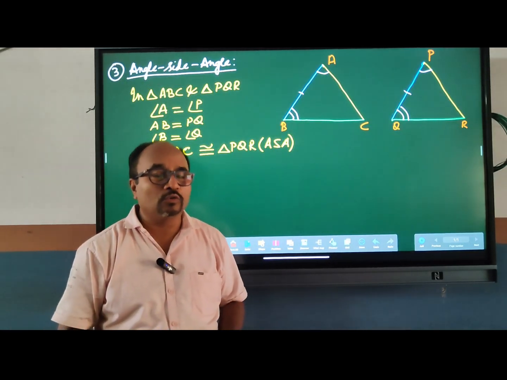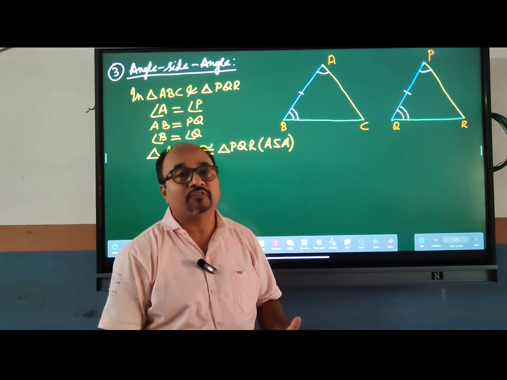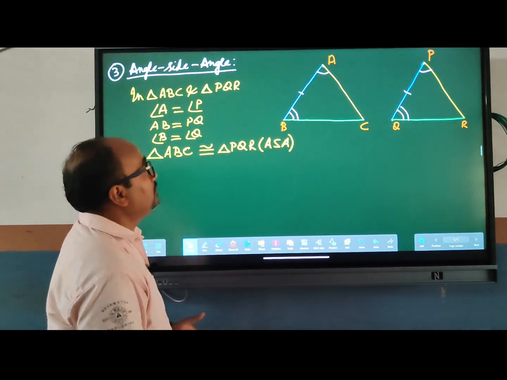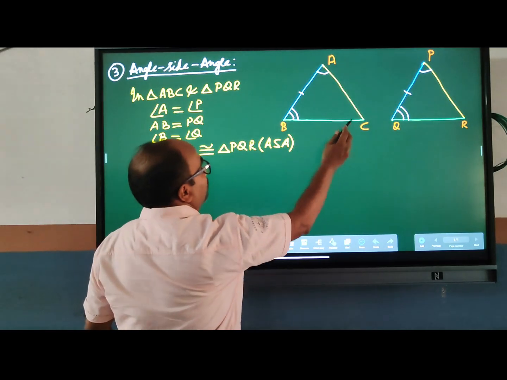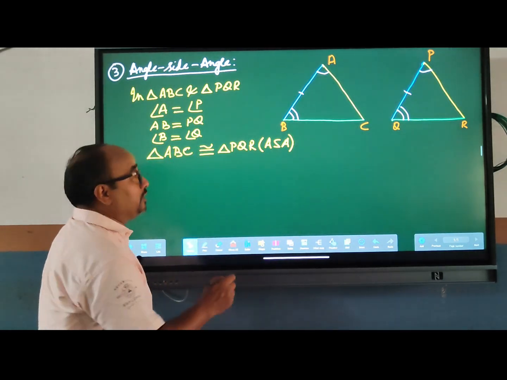With this third rule, the sides and the angles which we can write equal are, you can see we did not make use of angle C and angle R for proving congruence.